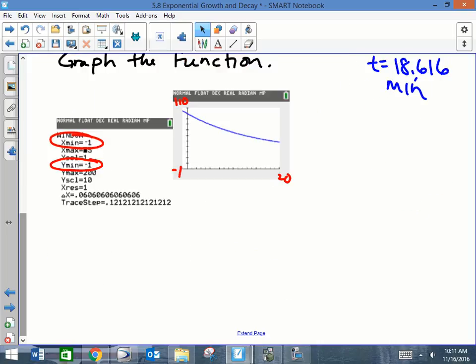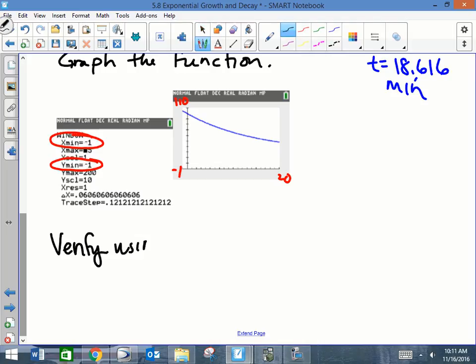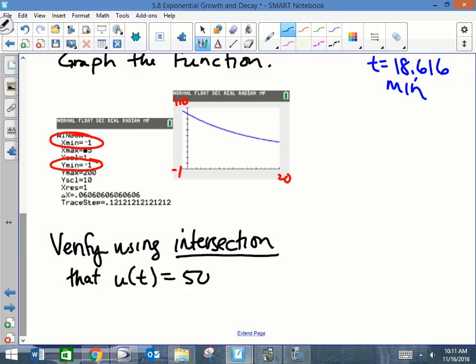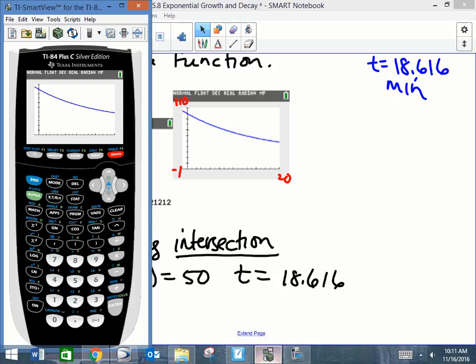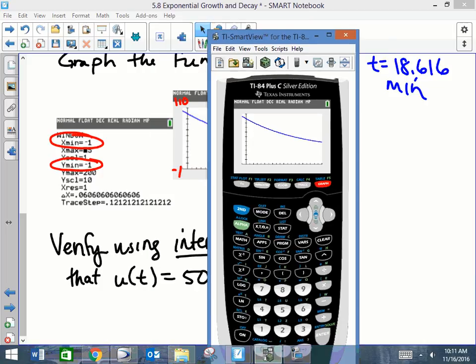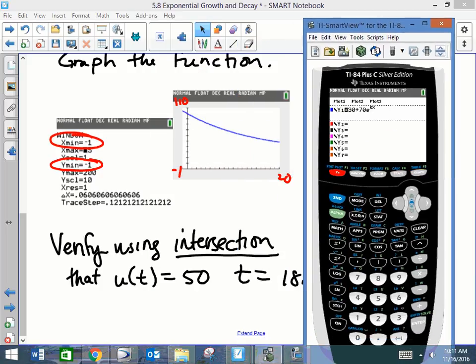All right, so now I want you to verify using intersection that when U of t equals 50, t was 18.616. So what would I do additionally on this calculator? How would I do this? I don't have an intersection yet. So I go to y equals, and what do I put in there besides that one? 35 or 50. We're doing 50.